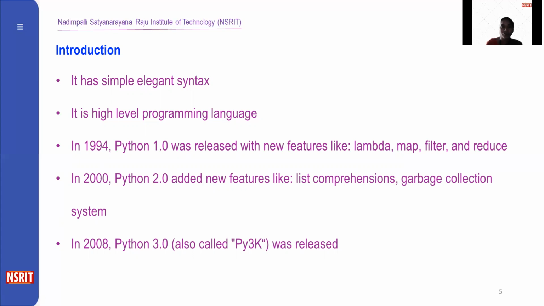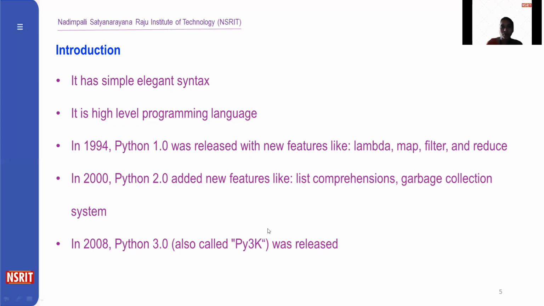Python 1.0 was released in 1994, which includes new features like lambda function and map, filter, and reduce. All those functions are included in Python 1.0. And Python 2.0 was released in 2000, and Python 2.0 includes new features like list comprehension and the garbage collection system. A number of features are included in 2.0.